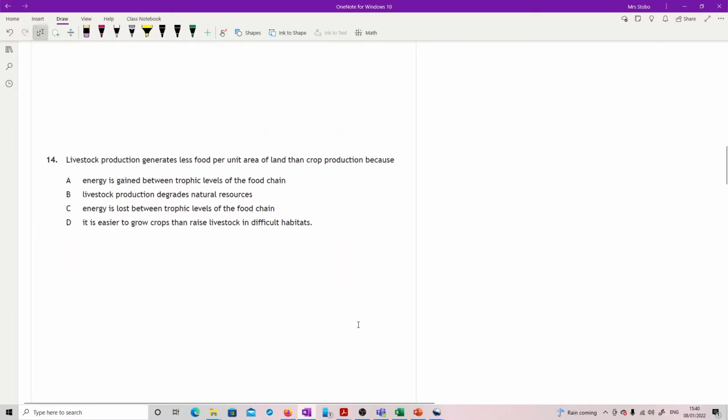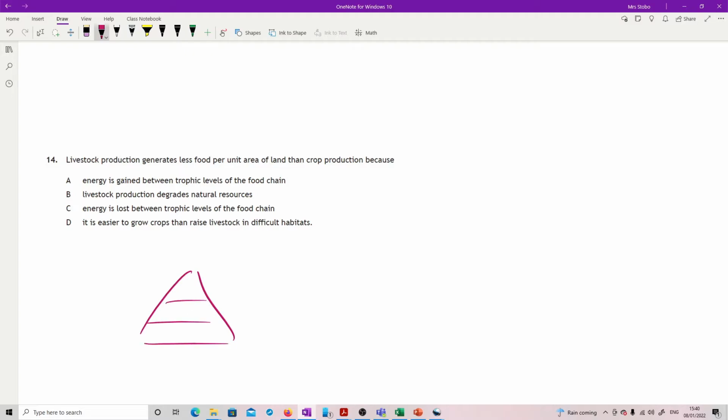Question 14. Livestock production generates less food per unit area of land than crop production because, it's a straight KU question again for this one. What you need to know is that as you go up a food chain, you lose energy. You should know that from Nat 5, little pyramid of energy thing. We're expecting that your energy loss is in the range of like 90%, so you're only getting 10% transfer between each level of the food chain. And really what's making it higher is the fact that we're using this term trophic levels. And so therefore C.